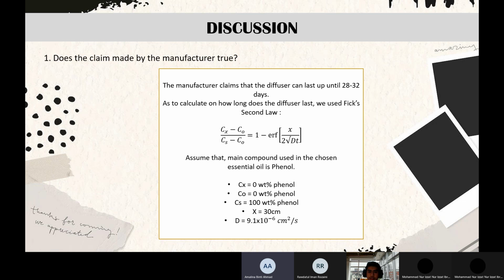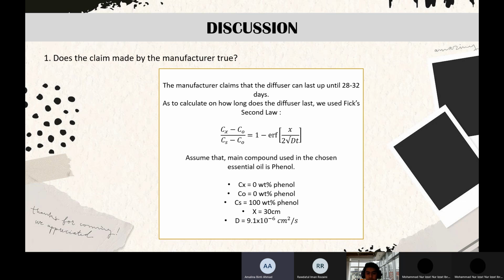Okay, we move on to the discussion. Is the claim made by the manufacturer true? So the manufacturer claims that the diffuser can last up to 28 to 32 days. To calculate this, we use Fick's second law, as it is a function of time, distance, and concentration. So we assume that the main component in the chosen essential oil is phenol.